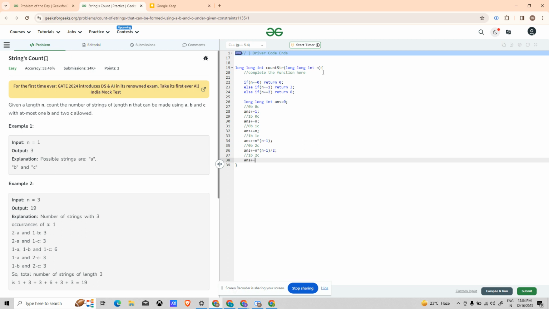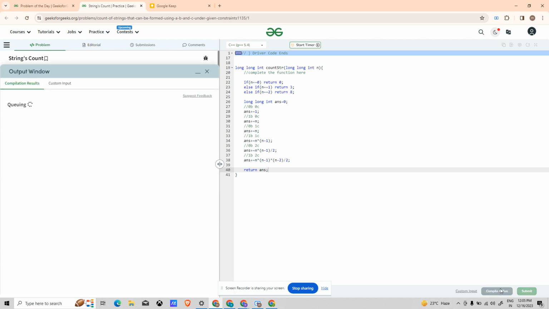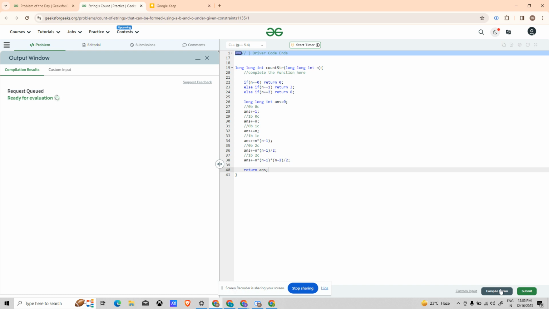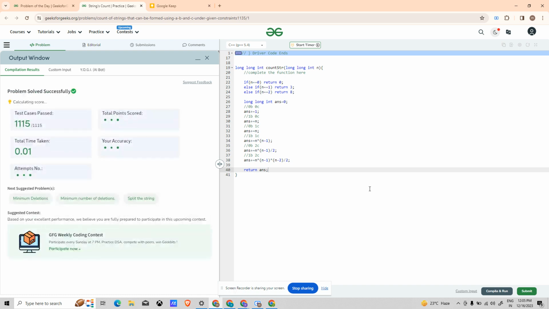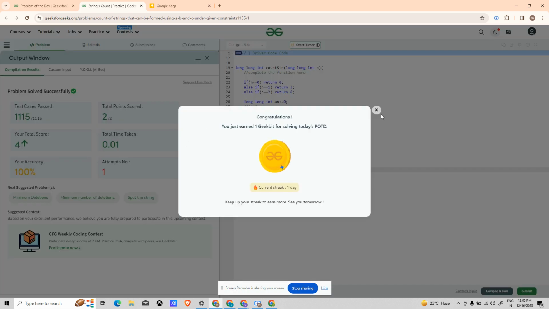For this one, answer plus equals n into n minus 1 into n minus 2, because n minus 3 is present, divided by 2 for two identical Cs. Return the answer and just hit the compile button. Let's look at our answers. It is running for the sample test case provided. Let's try and submit it. Hope it works. It works.